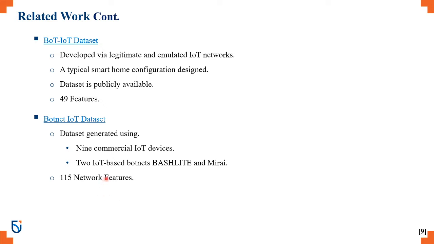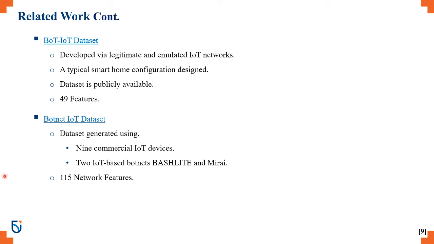Bot-IoT dataset. The dataset was developed at the University of New South Wales, Australia, via a legitimate and emulated IoT network. They used a fridge, weather station, motion detection light, smart thermostat, and remotely activated garage door IoT services using the Node-RED tool. A typical smart home configuration was designed, and the dataset is available publicly. It has 49 features, which provide a very limited number of flow-based features.